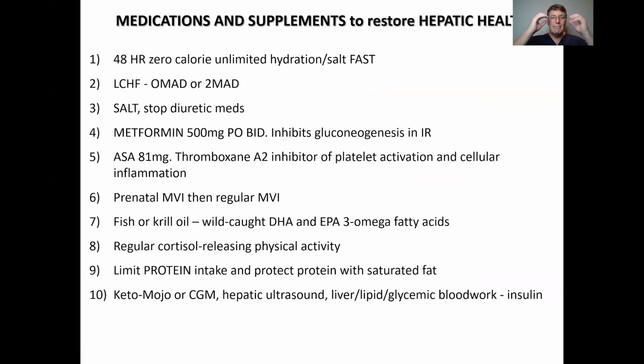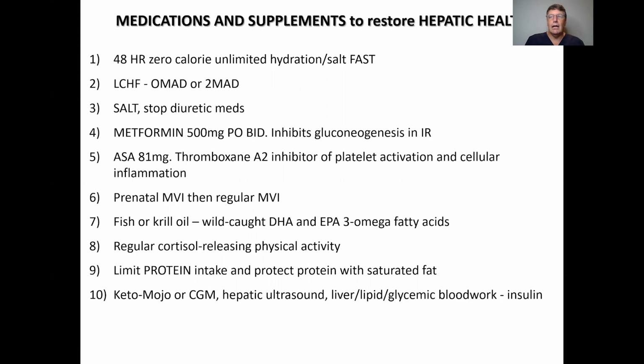So the way I manage my patients when they come in, I use a 48-hour, zero-calorie, unlimited hydration with salt fast. They can drink whatever sugar-free fluids they want to drink, make sure they get a lot of fat, a lot of salt in, but that rapid return to a fasting state just gets the liver rid of that steatohepatitis or steatosis very, very quickly. Then I manage them on a low carbohydrate, high fat, moderate to low protein diet, eating once or maybe twice a day. We use salt and we stop diuretic medications they're on.